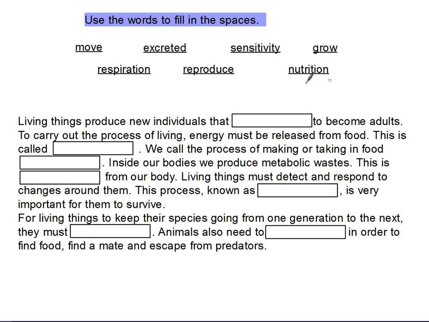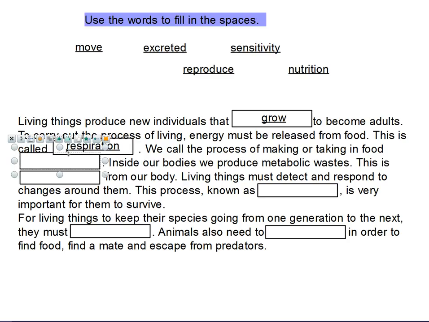Okay, welcome back. Now let's see our answers. Living things produce new individuals. They need to grow to become adults. Living things need to grow to become adults. Okay, now to carry out the process of living, energy must be released from food. This is called respiration. So let me enlarge this box a little bit so that it can be contained. Respiration. Good. And then it says we call the process of making or taking in food what? Nutrition. If you got it right, it is nutrition.